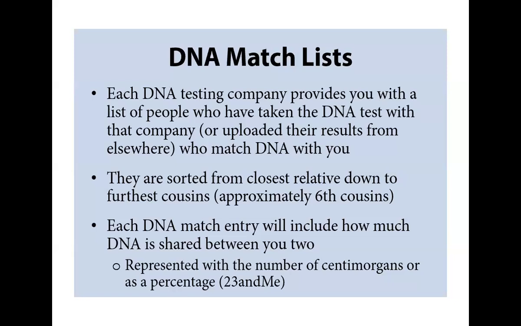Each match in the list is going to tell you how much DNA is shared between you and that person. Generally, it's represented by what we call the number of centimorgans, or you might see it as a percentage like on 23andMe. So let's talk about that more.